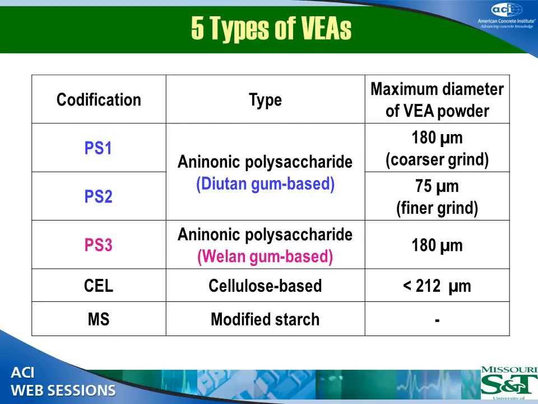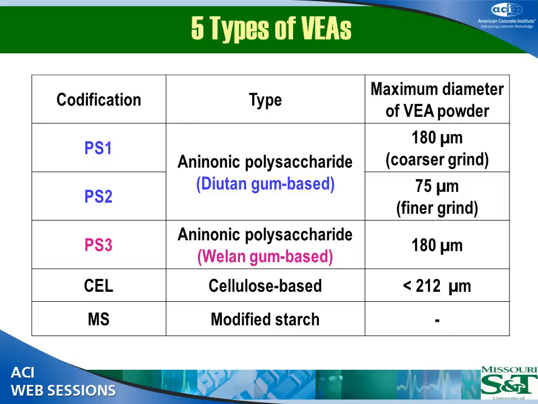different types of viscosity enhancing agents. In the industrial chair, we have many chemical admixture companies, and we looked at different VMAs. So 5 of them, I'm calling them over here, polysaccharide 1, polysaccharide 2. Both of them are diutan gum, but they have different maximum diameter. So the one that is here, the PS1, is coarser than PS2. So this is a finer grind.